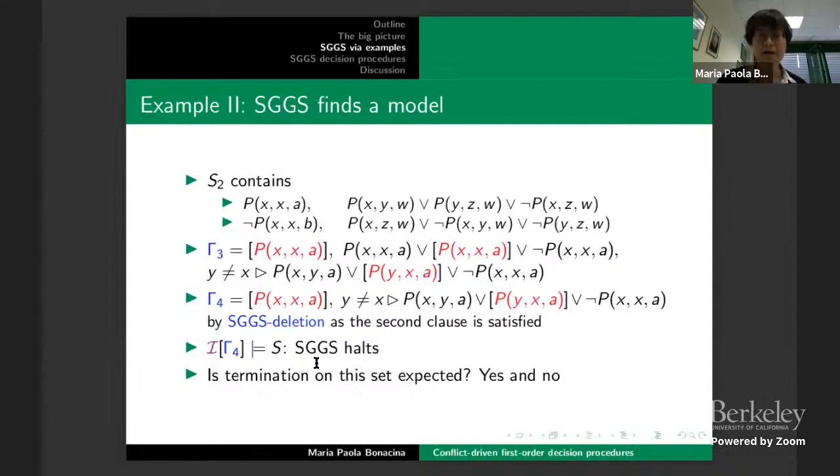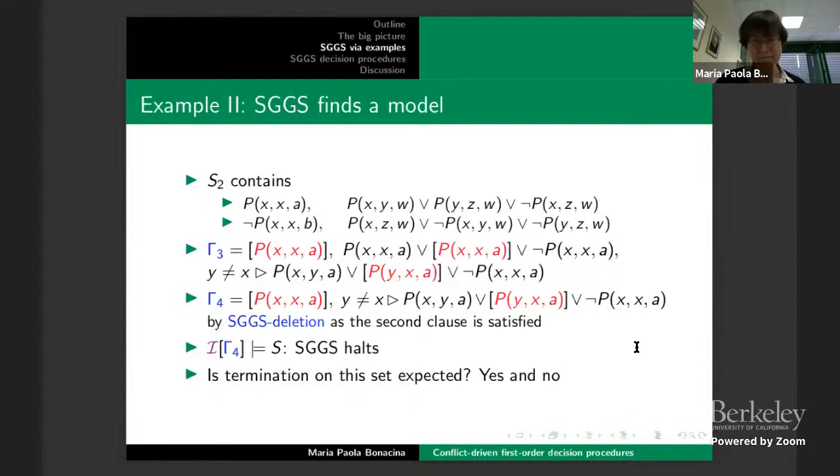Now, this interpretation is a model for S, because it obviously satisfies the first clause, and for all the other clauses, if we consider a ground instance where there is a literal where the third argument of P is A, it is true with a positive one, either this one or this one or this one. Otherwise, with a negative one.